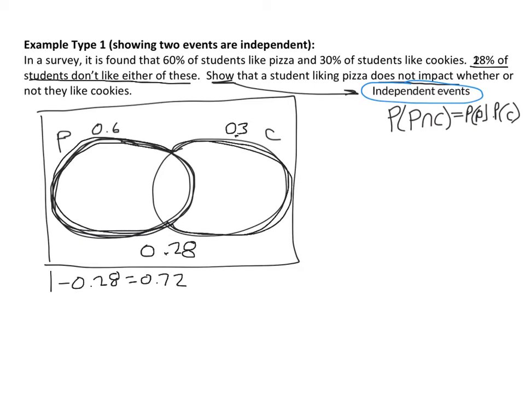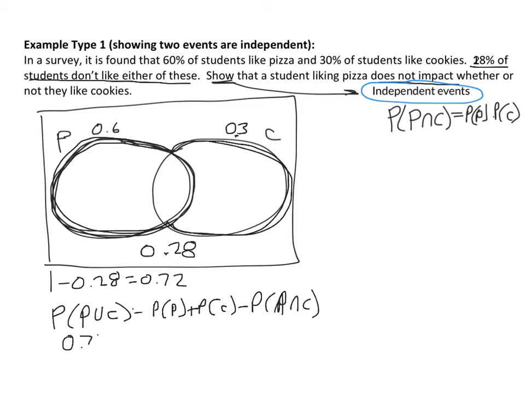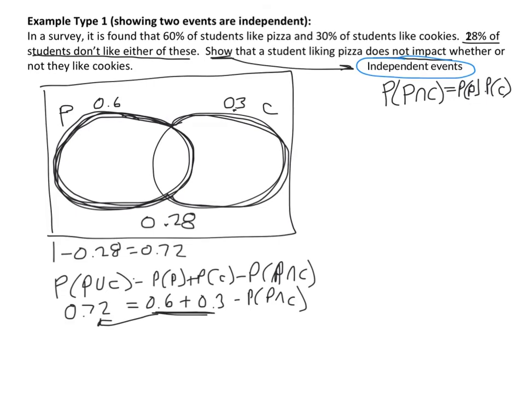Remember that we have the little formula that we use for this, right? The probability of pizza or cookies would be the probability of pizza plus the probability of cookies minus the AND probability. We just found out that the OR probability is 0.72. The pizza probability was 0.6. The cookies one was 0.3. And I don't know what this one is, but we're going to find out in a minute. These two things combine to be 0.9, and so when I subtract that over, I'm going to wind up here with 0.18 equals the probability of P and C.